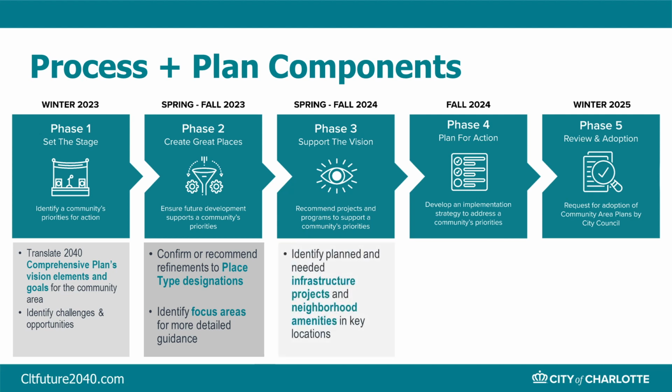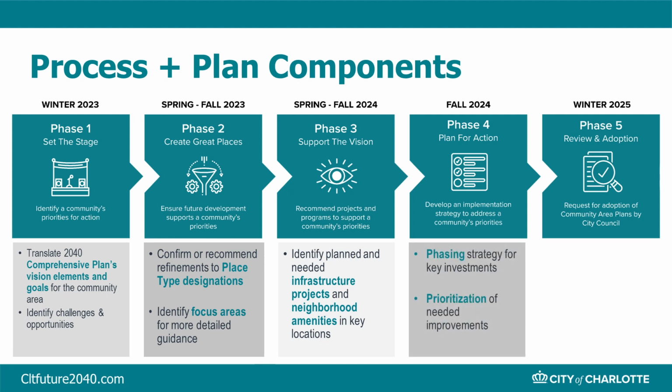In Phase 3, which begins and runs throughout 2024, we'll work with interdepartmental partners, such as the Charlotte Department of Transportation and Housing and Neighborhood Services, to identify infrastructure projects and supportive programs that are necessary for realizing the community's vision. Phase 4 will begin in the middle of 2024 and will produce an implementation strategy that outlines how the plan recommendations can be put into action over the next 5, 10, or 15 years.